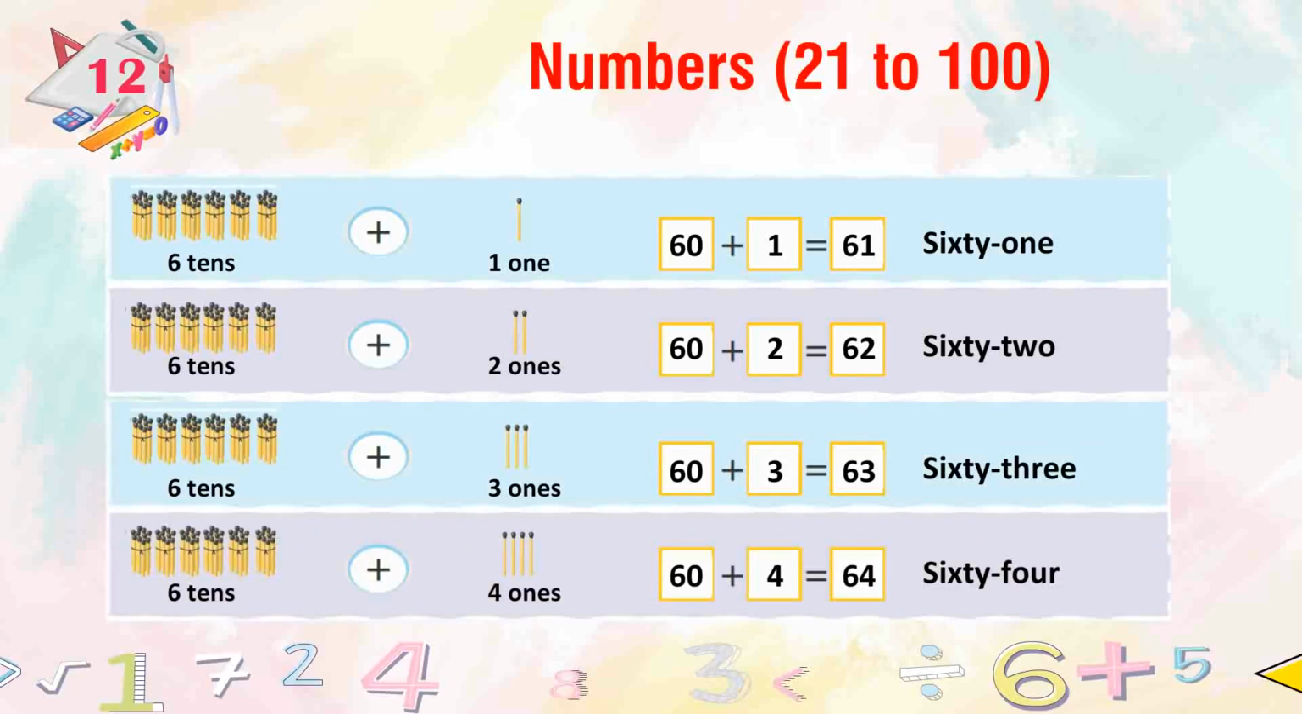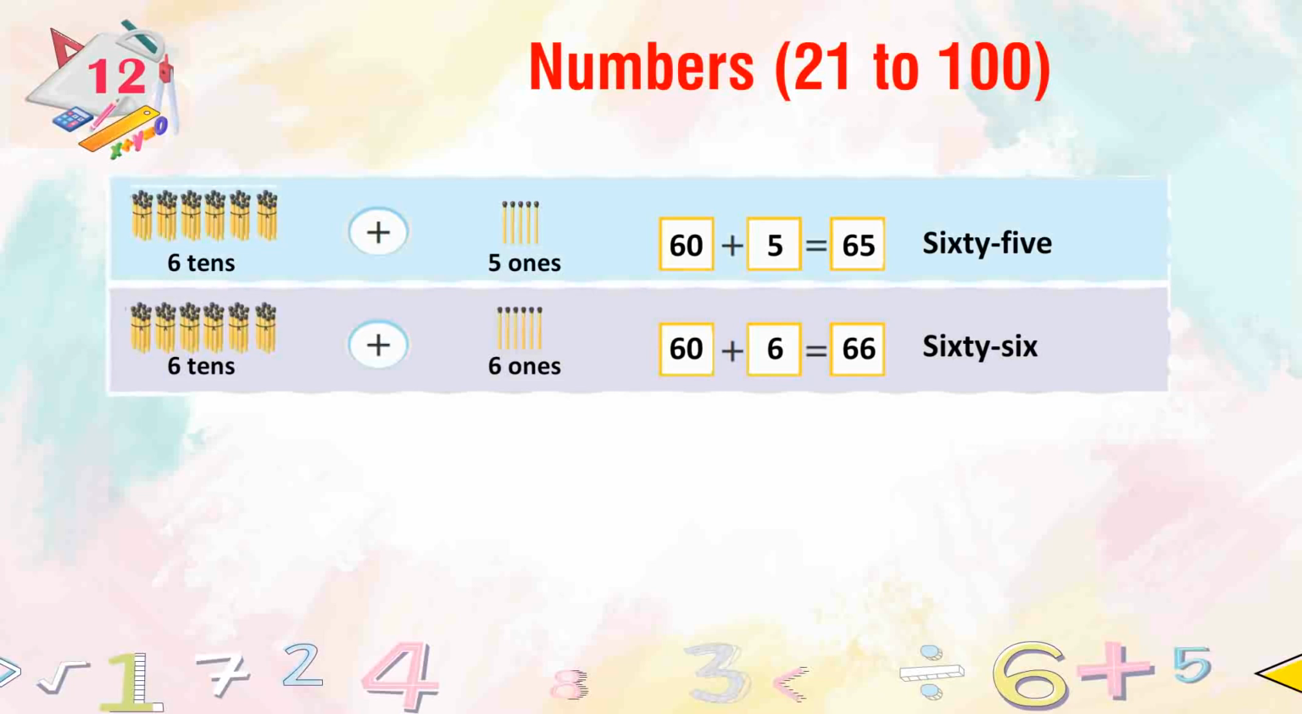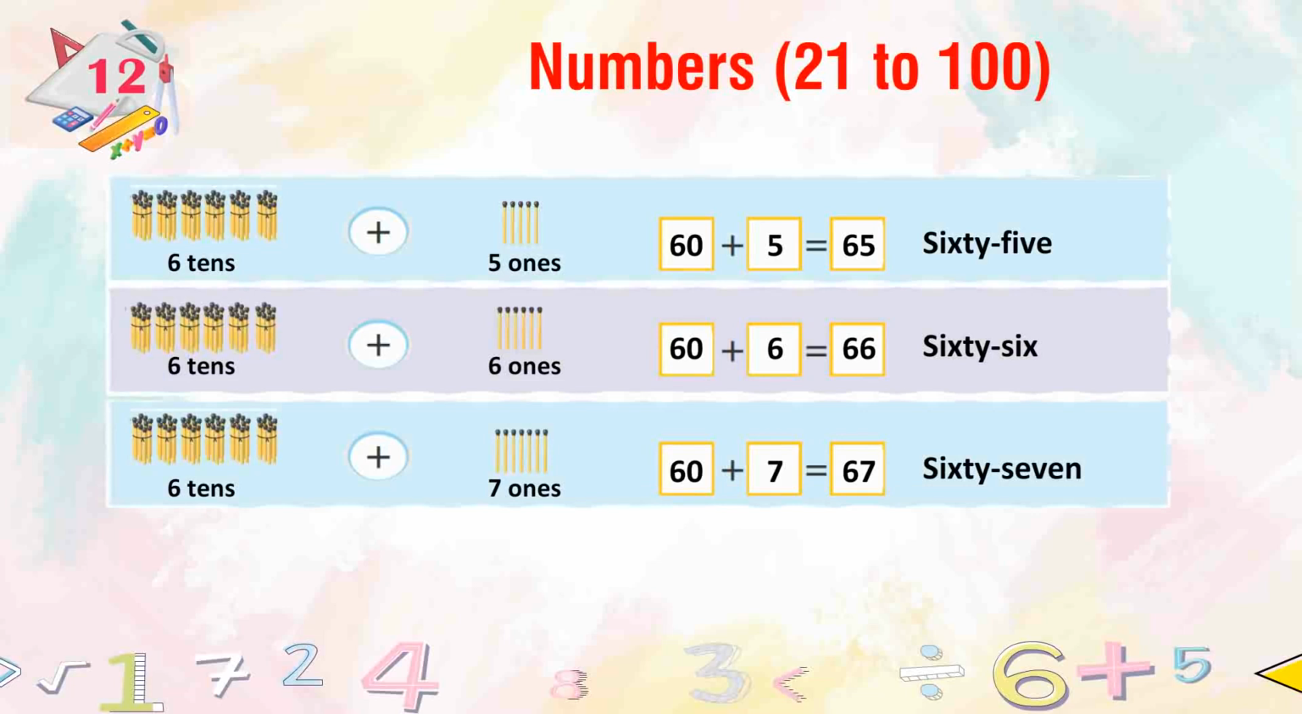Six tens plus 4 ones, 60 plus 4 is equal to 64. Six tens plus 5 ones, 60 plus 5 is equal to 65. Six tens plus 6 ones, 60 plus 6 is equal to 66. Six tens plus 7 ones, 60 plus 7 is equal to 67.